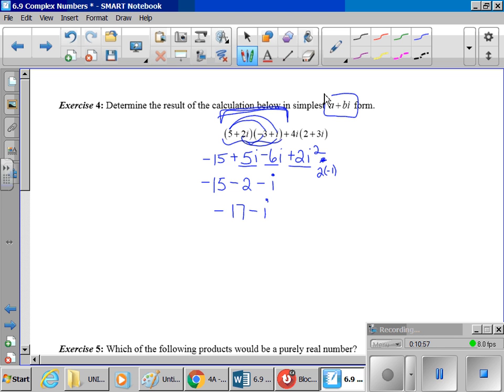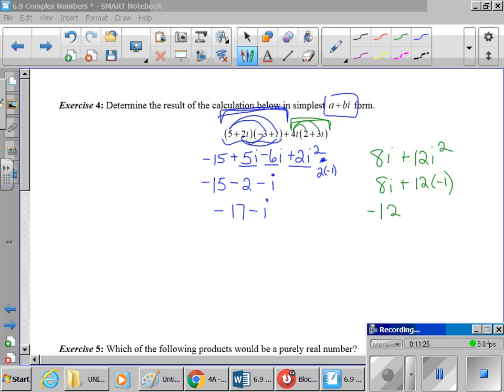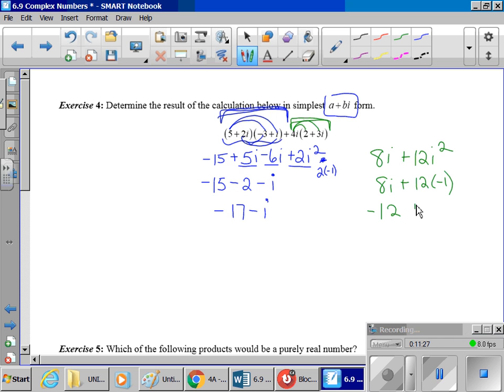I haven't done the other part, so why don't we do that in a different color? So now I'm going to do this part. This part over here becomes 4i times 2, which is 8i, and 4i times positive 3i, which is 12i squared. So this becomes 8i plus 12 times negative 1. So is it okay if I move that real portion out front and make it negative 12? So the negative 12 is going to move out front, and I'm going to put plus the 8i here because we always like to make sure that we're doing things in a plus bi form.